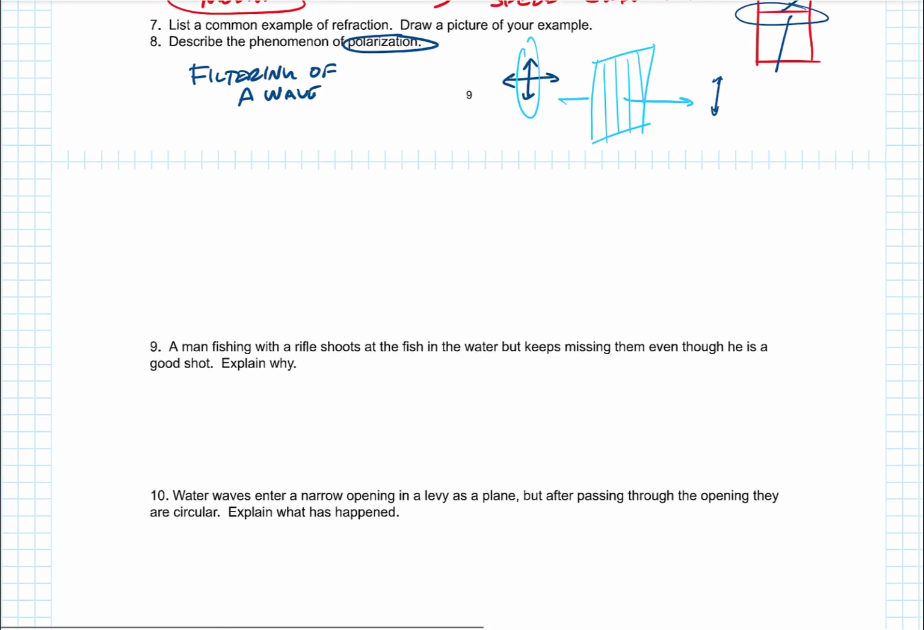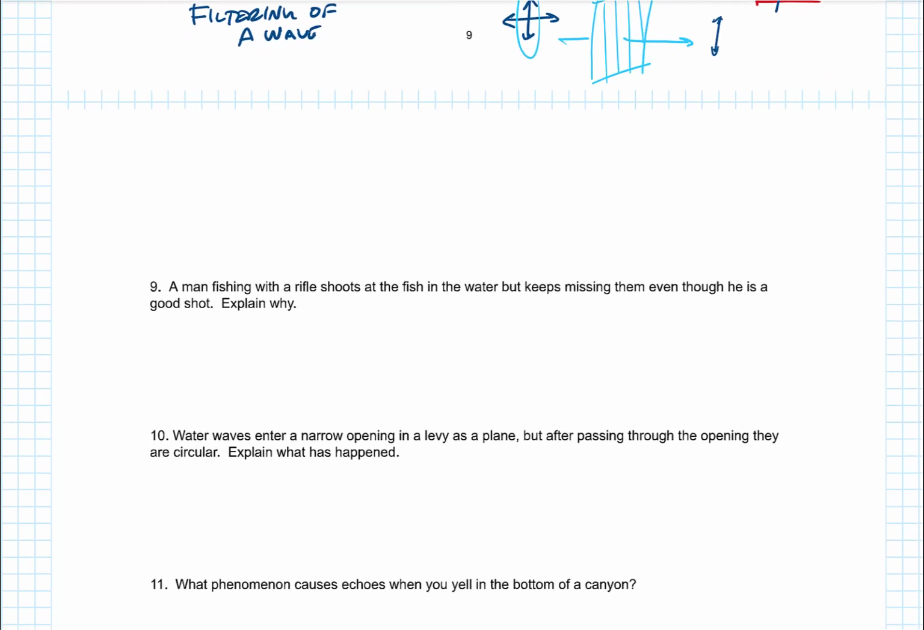A man fishing with a rifle shoots the fish in water but keeps missing even though he's a good shot. Explain why. This is refraction. Why the man's shooting at fish, beyond me. But let's say we have the man on the bank here shooting at his fish. Now, the fish is here. It's the best we can do for a fish drawing, right?